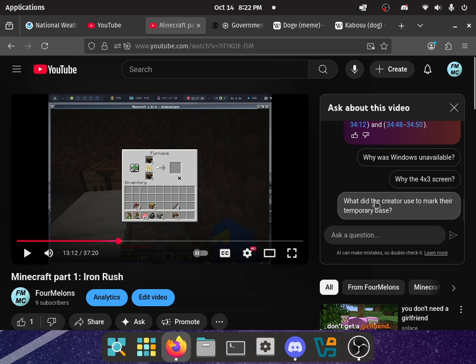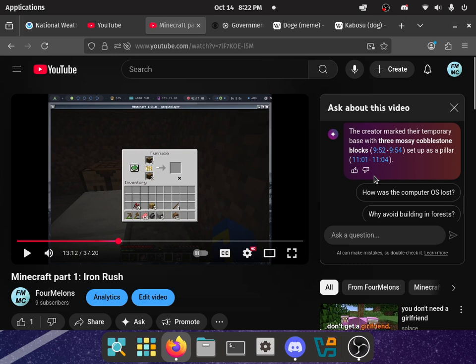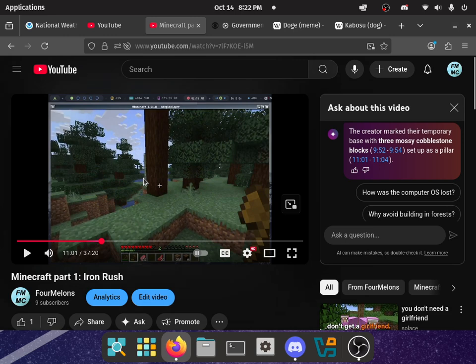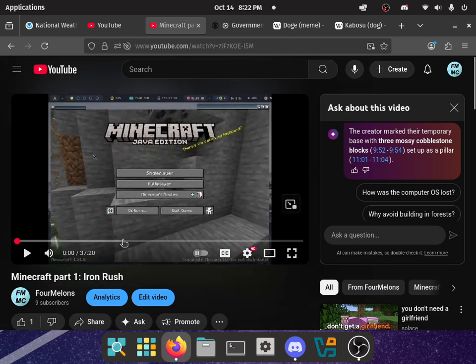And what it doesn't realize is that I'm the creator of the video and I'm just tinkering around with it. So if we ask it, what did the creator use to mark their temporary base? The creator marked their temporary base with 3 mossy cobblestone blocks set up as a pillar. And once again, you can click on this. What I want to do is see where, again, this doesn't really output correct answers. I know it says AI can make mistakes, so double check it.